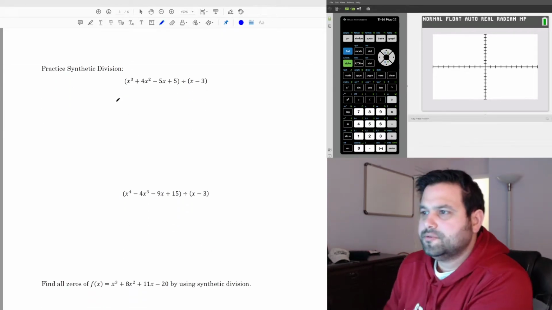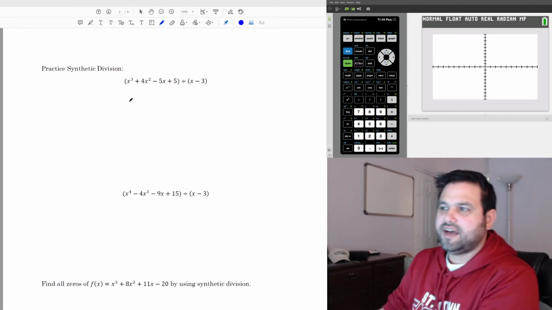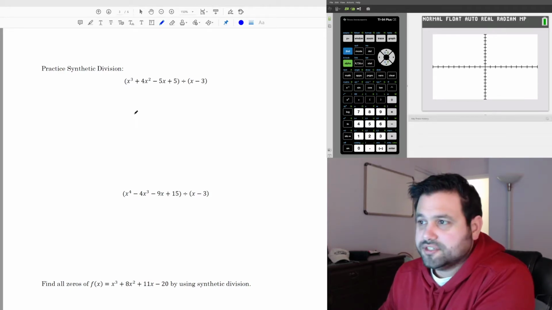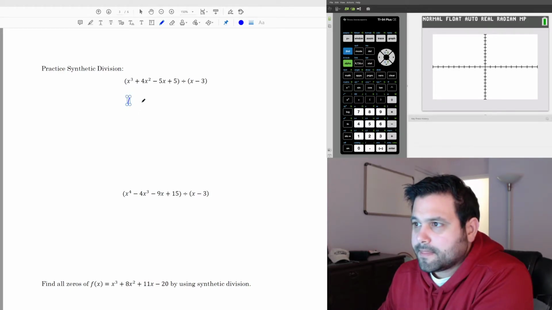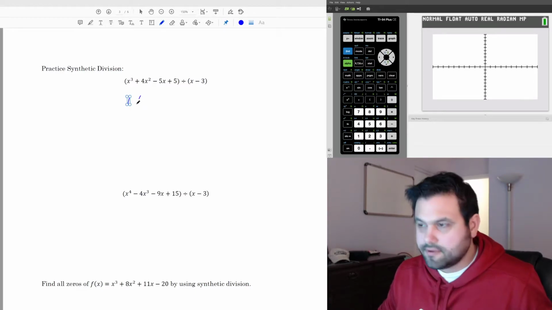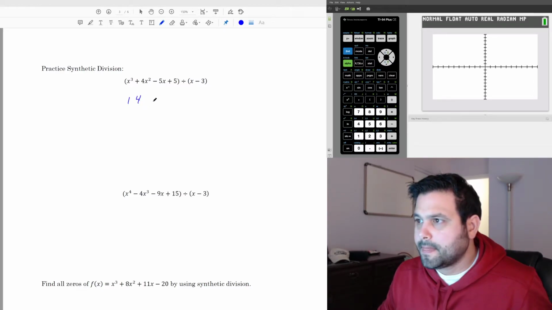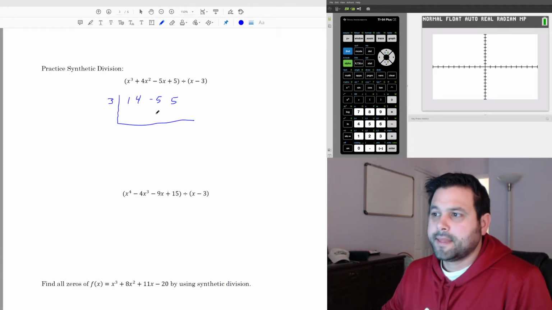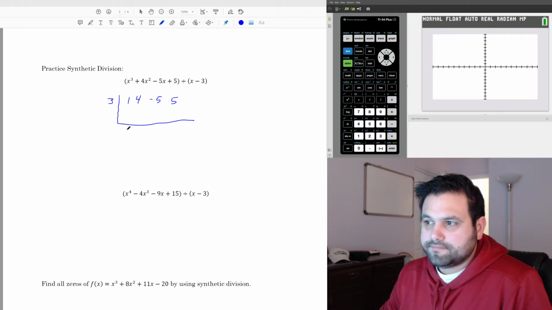So x cubed plus 4x squared minus 5x plus 5, and we're dividing by x minus 3. So the first thing I'm going to do is write down the coefficients. So I got 1 and 4 and negative 5 and 5. And I'm going to be dividing those coefficients by a factor of x minus 3, and so the 0 I'm going to put out there is 3. Okay. First step is bring down the 1.